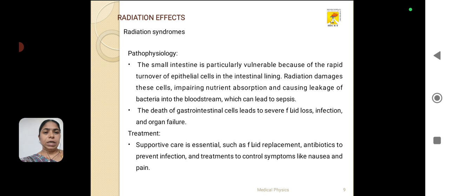The pathophysiological conditions: the small intestine is particularly vulnerable because of the rapid turnover of epithelial cells in the intestinal lining. Radiation damages these cells, impairing nutrient absorption and causing leakage of bacteria into the bloodstream, which can lead to sepsis. The death of gastrointestinal cells leads to severe fluid loss, infection and organ failure. Supportive care is essential, such as fluid replacement, antibiotics to prevent infections and treatments to control symptoms like nausea and pain.